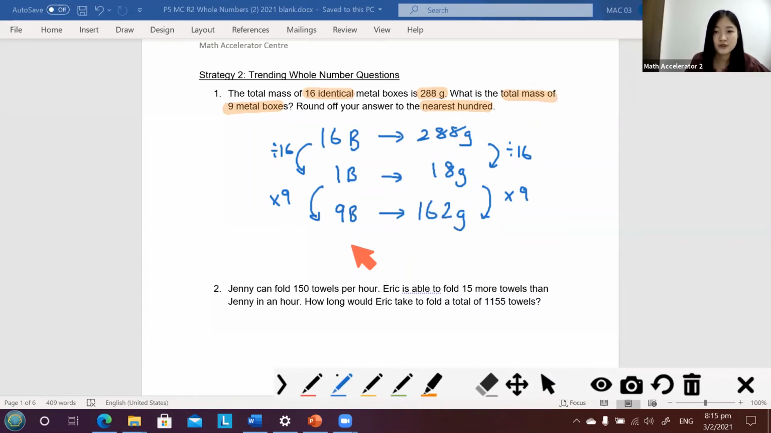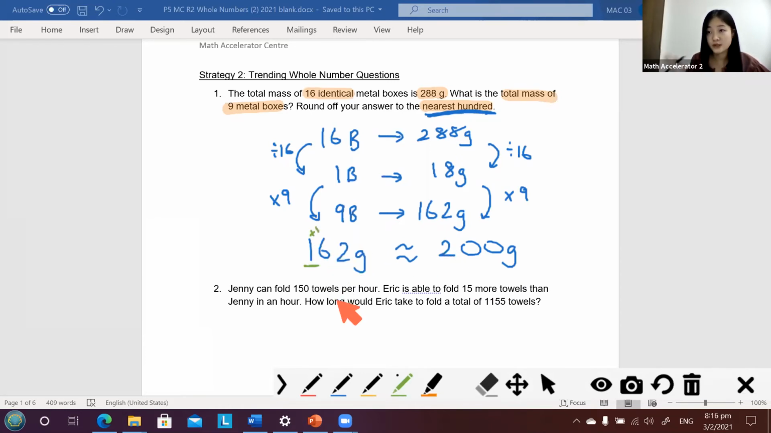Okay, so let's round it off. Nearest 100. What will you get? Yes, 200. Nearest 100 means you look at the hundreds place and the number on the right, its neighbor. 6 is more than 5 or equal to 5, so you need to add 1. So you add 1, it is 2. And then everything else behind will be 0. So 200 grams. That's your final answer.